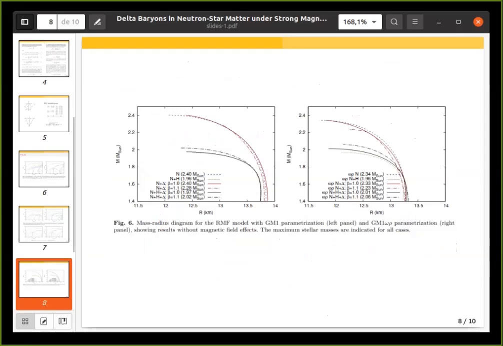Now I'll show the mass-radius diagrams for neutron stars for B equals 0 equations of state. Interestingly, stars that include all the degrees of freedom are more massive than the ones that include only nucleons and hyperons, and the effects are more obvious for the case with the omega rho interaction and beta equals 1.1.